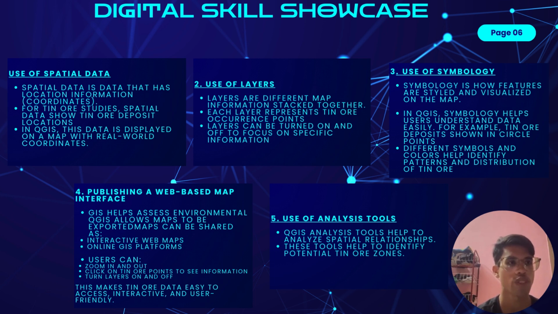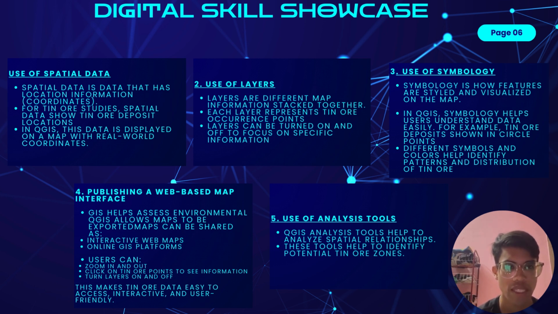Third, use of symbology. Symbology is how features are styled and visualized on the map. In QGIS, symbology helps users understand data easily. For example, tin ore deposits are shown as circle points. Different symbols and colors help identify the pattern and distribution of tin ore.